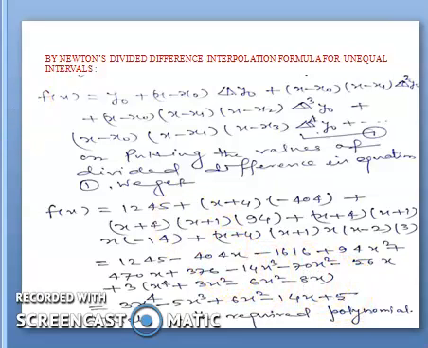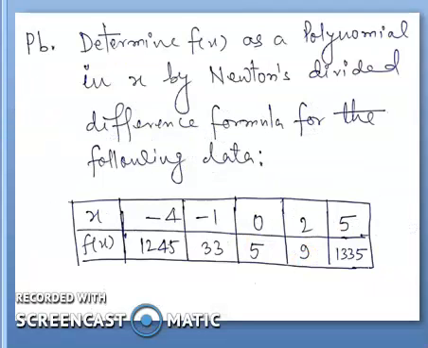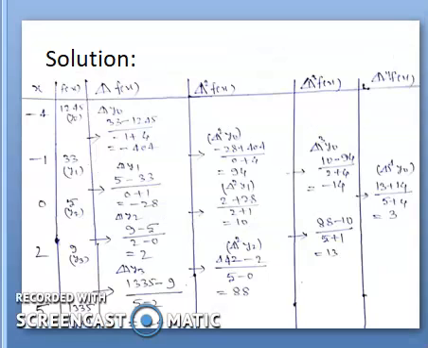So what is the process? The process is very clear. The problem is: determine f(x) as a polynomial in x by Newton's divided difference formula for the following data. You are given the values of x and the values of f(x), that means y. First you form the table: x, f(x), del of f(x), del square f(x), del cube f(x), and del to the power 4 f(x). The difference between these two, the divided difference result, is put in the middle.